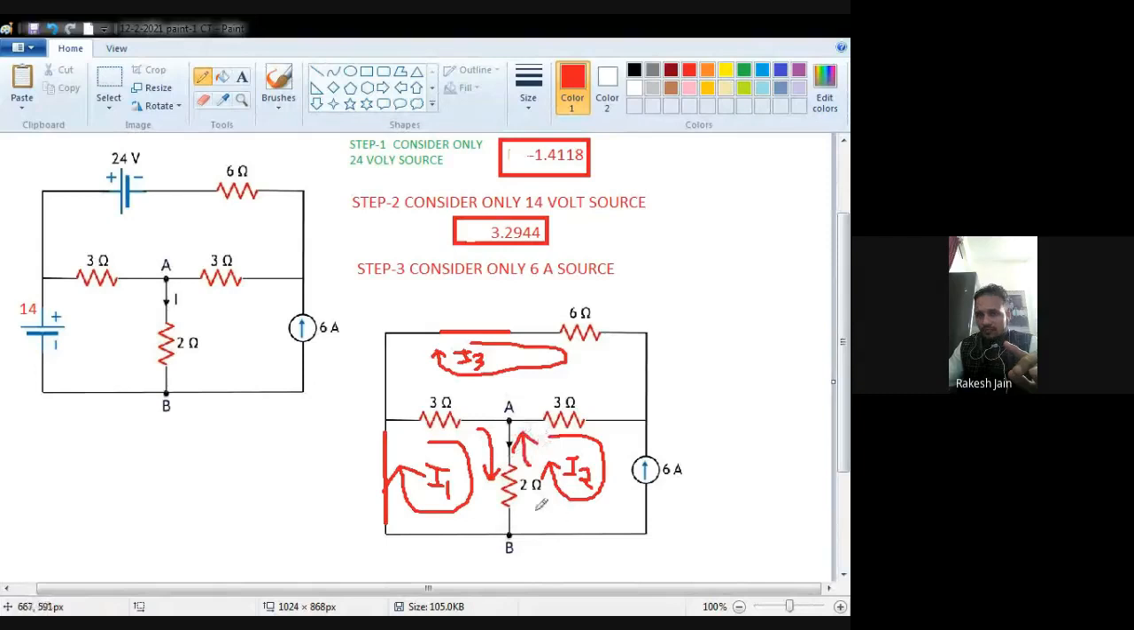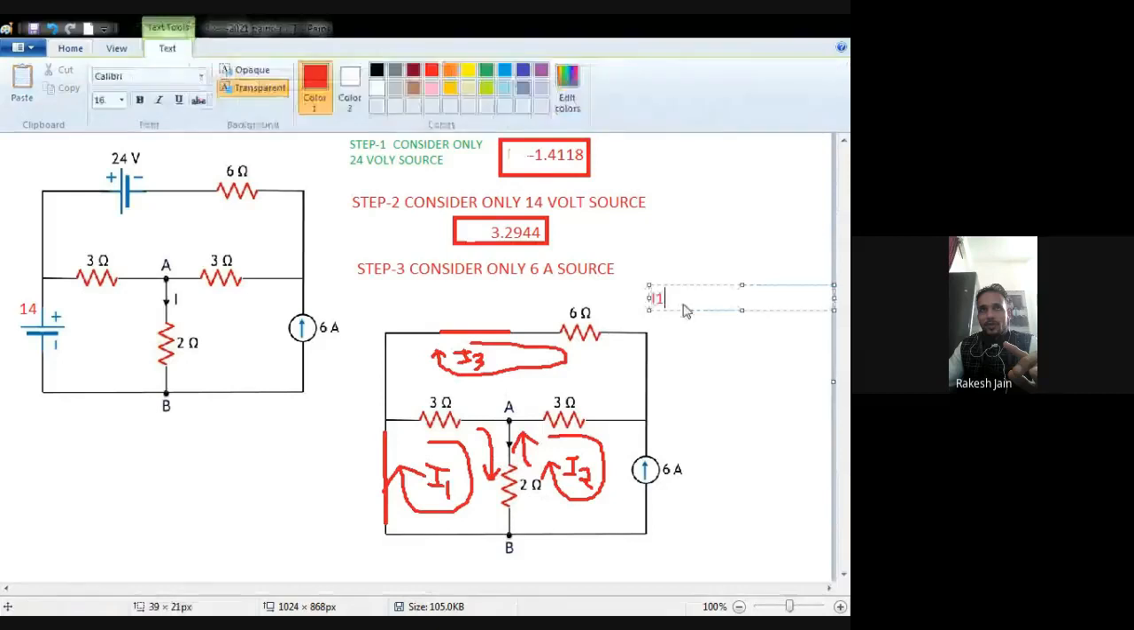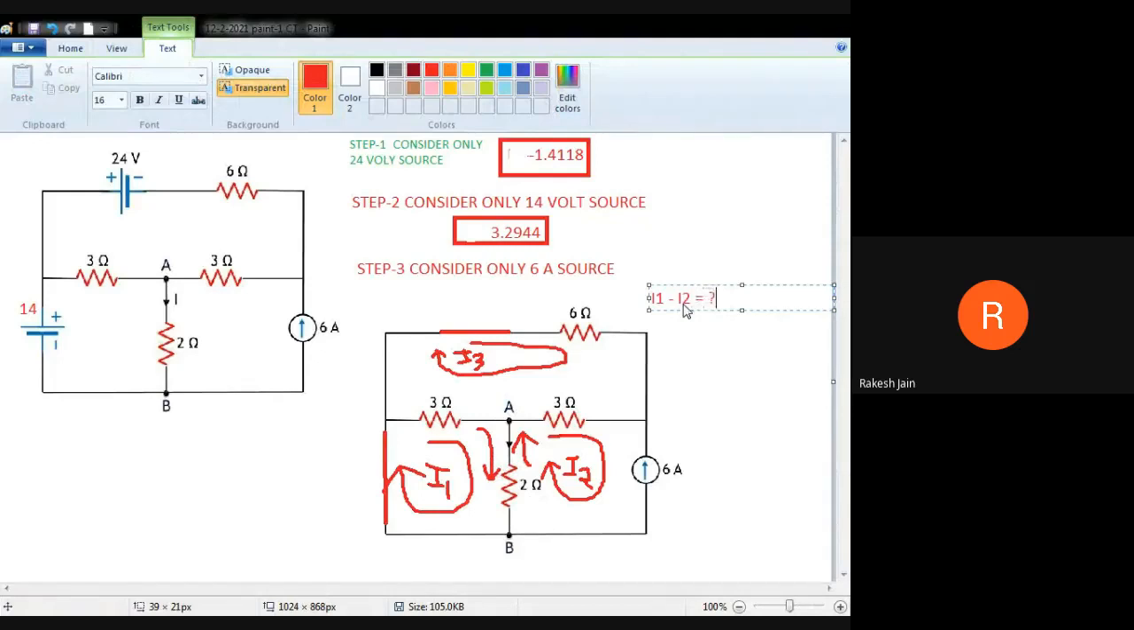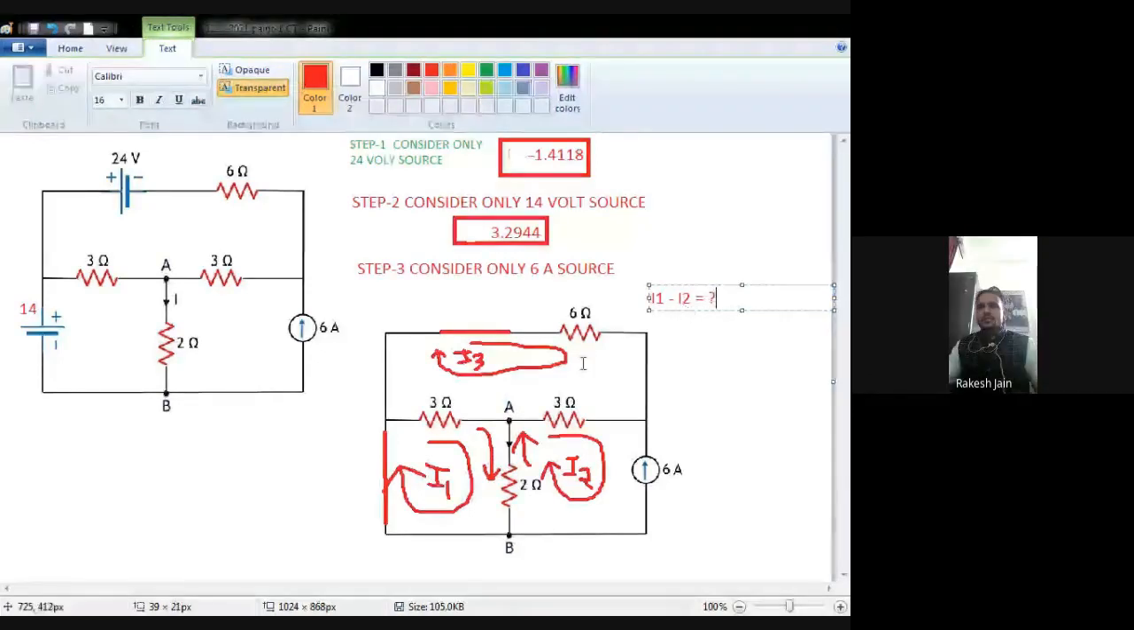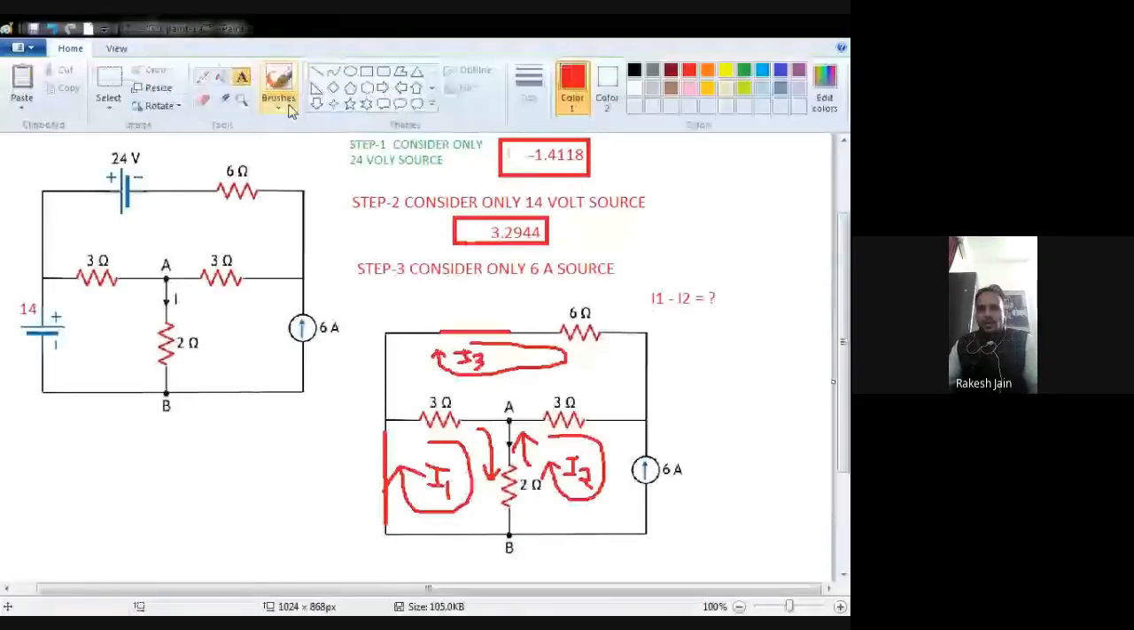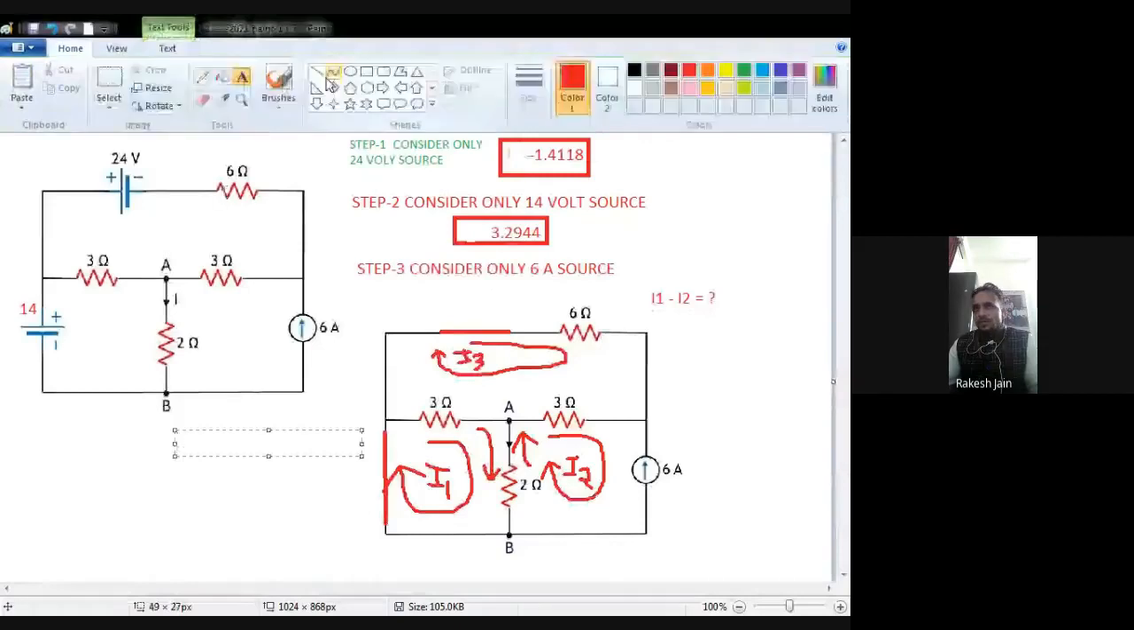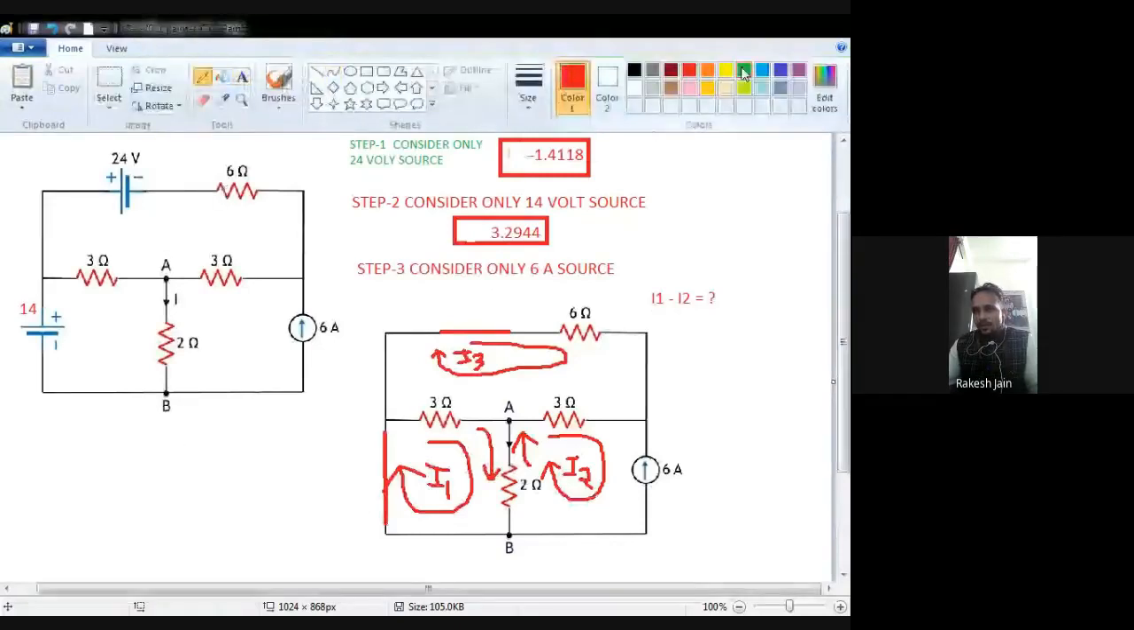So this is the conclusion of step number 2, and this is the answer of step number 2. I found the current from this 2 ohm resistance in step number 2, and that is 3.2944. Now see very carefully, one minute I am stopping myself, so you just see step number 2 again, then we will solve step number 3, and finally we add all of these steps, and that will be your final answer. So only step number 3 is required more, so step number 2 is completed.